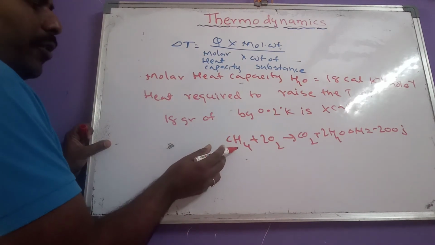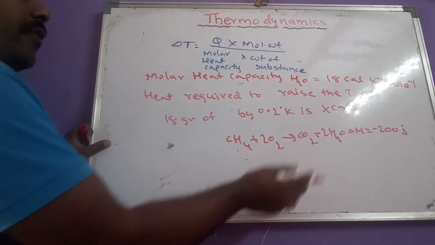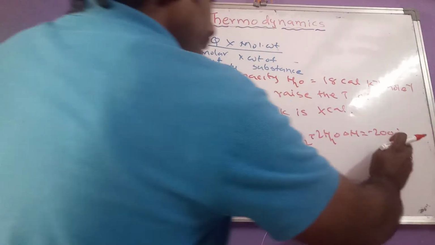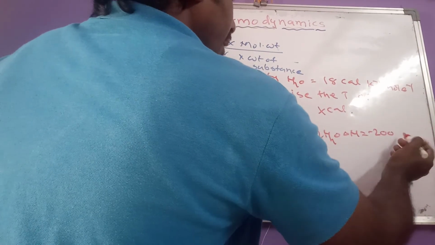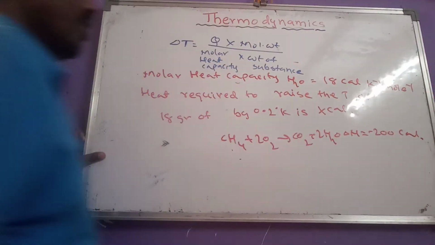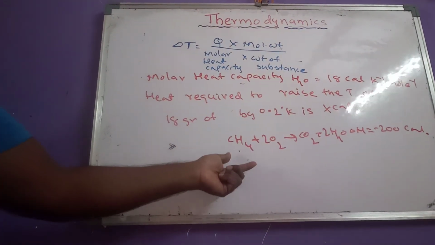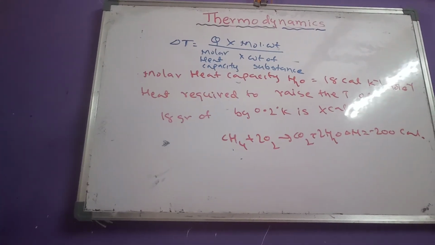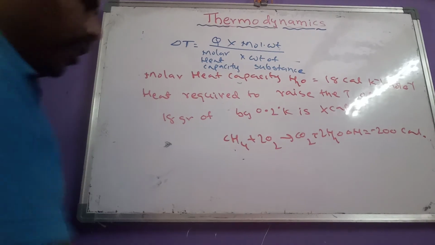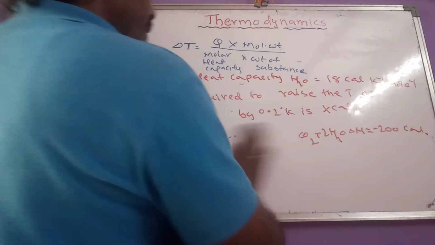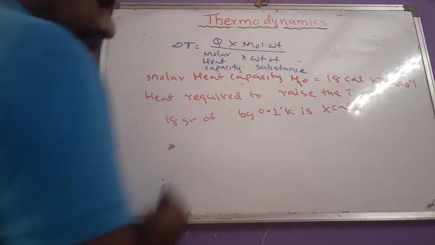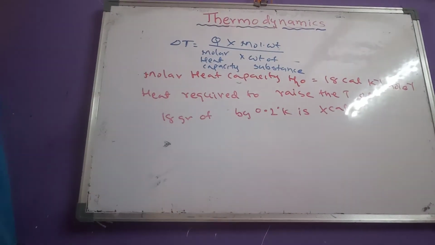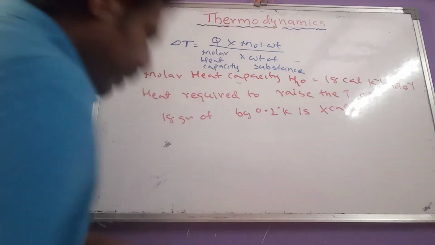What is the amount of methane required to produce this X calories? Minus 200 calories only. Now what is the amount of methane required to produce that X calories heat energy? So first let us go for the first question here. We have to calculate the heat required. So what is our formula here?